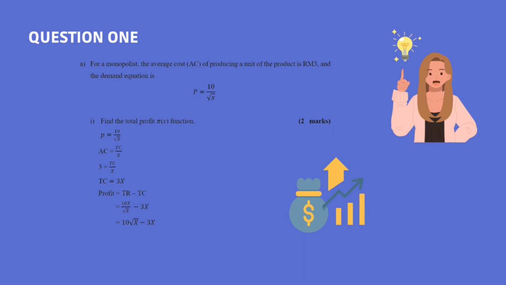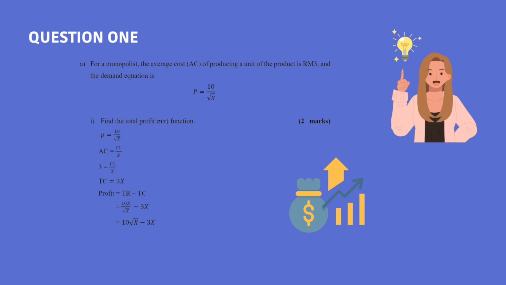Profit equals TR minus TC. Profit is calculated as the difference between total revenue TR and total cost TC. TR equals 10x over square root x, given by the expression 10x divided by the square root of x. For profit, we get 10x over square root x minus 3x.